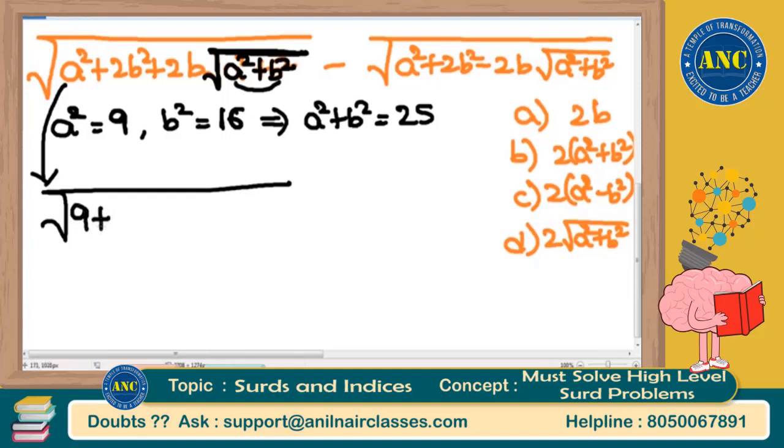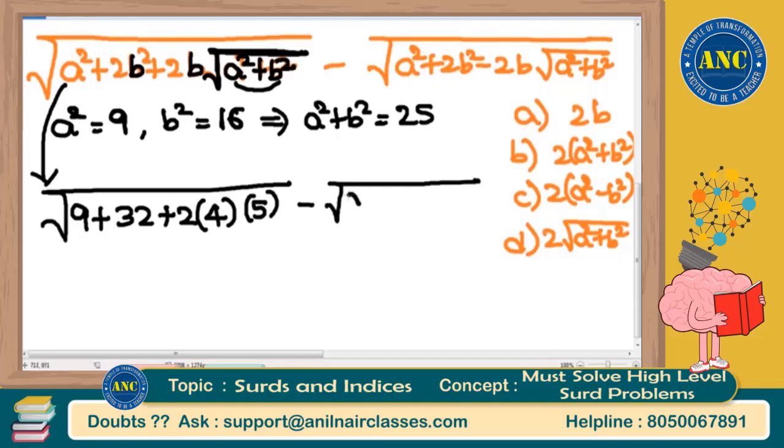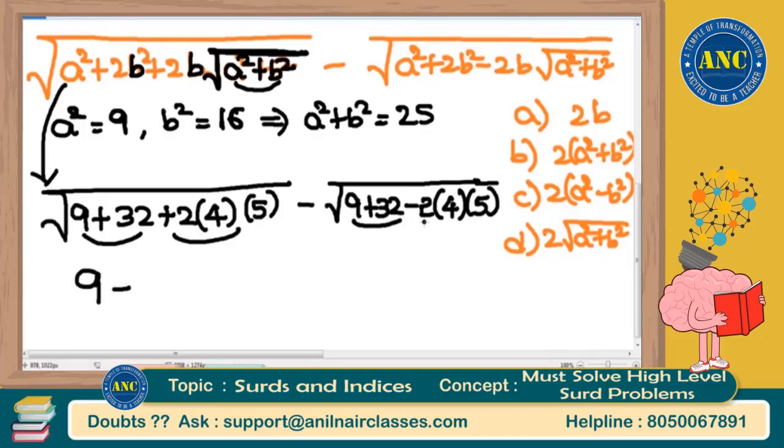A square is 9. 2 into b square, 2 into 16 is 32, plus 2 into b, b value is 4. What is square root of 25? It is 5. The same term will come here with a negative sign inside: 9 plus 32 minus 2 into 4 into 5. Simplify it, sir. This is 41. 41 plus 40, 81. Square root of 81 is 9. 41 minus 40 is 1. Square root of 1 is 1. 9 minus 1 is 8.